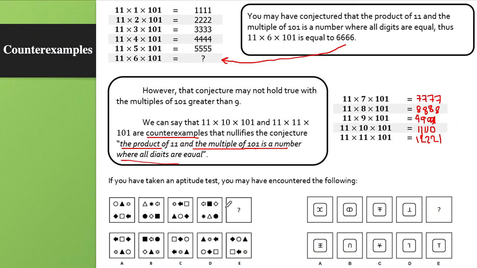Likewise here, if you have taken an aptitude test, you may have encountered the following. These are still making use of inductive or deductive reasoning, right? For a certain example here, you may want to know what is the next number here, and then what is the next number here. For instance, we're going to observe this answer here.